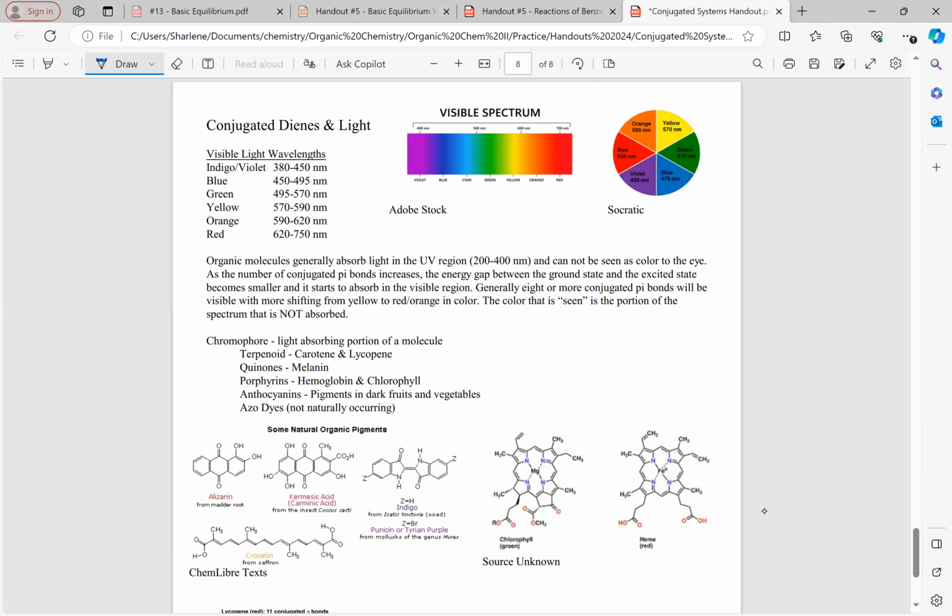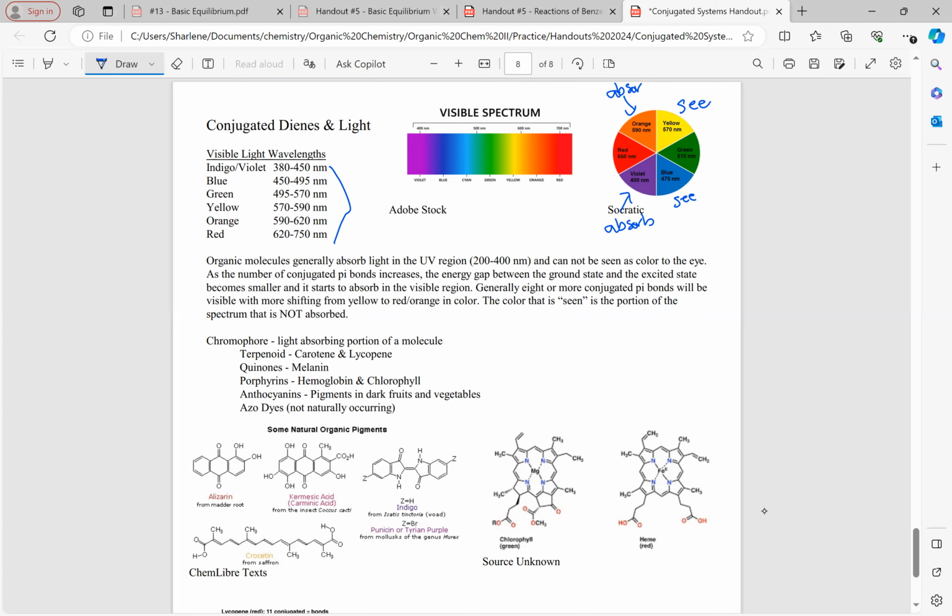So if the orange spectra area is absorbed, you will see blue, the complementary color. If you absorb in the violet, you're going to see yellow. Just as a reminder. Our visible wavelengths I wrote out for you. The indigo and violet is getting really close to the UV, and then we've got our blue, green, yellow, orange, red.